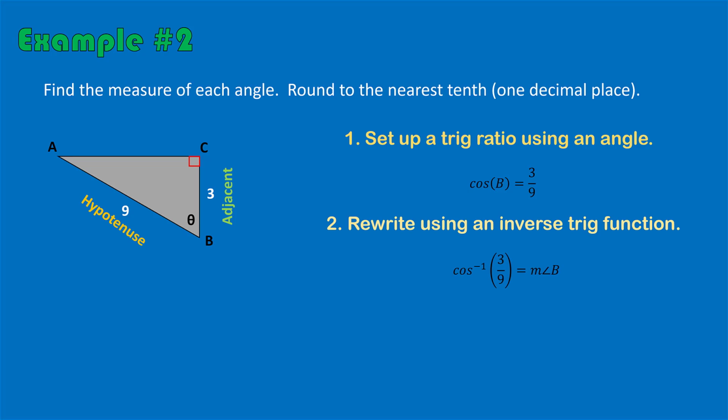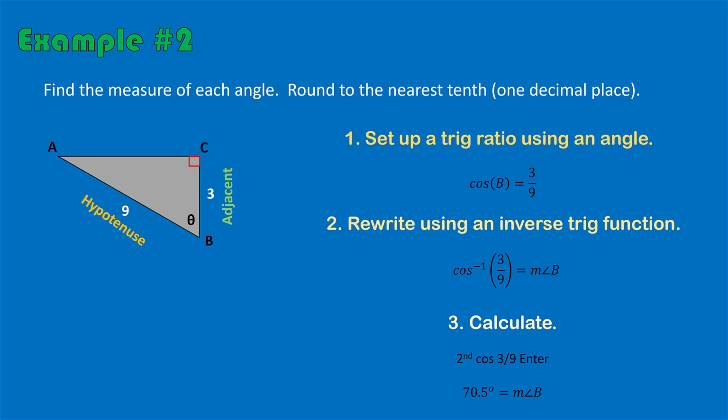Rewrite that using the inverse trig function. Cosine inverse, your ratio, 3 over 9, equals the measure of angle B. And at this point, you just type it into your calculator. Buttons being second cosine 3 divided by 9, enter. And the measure of angle B is 70.5 degrees.